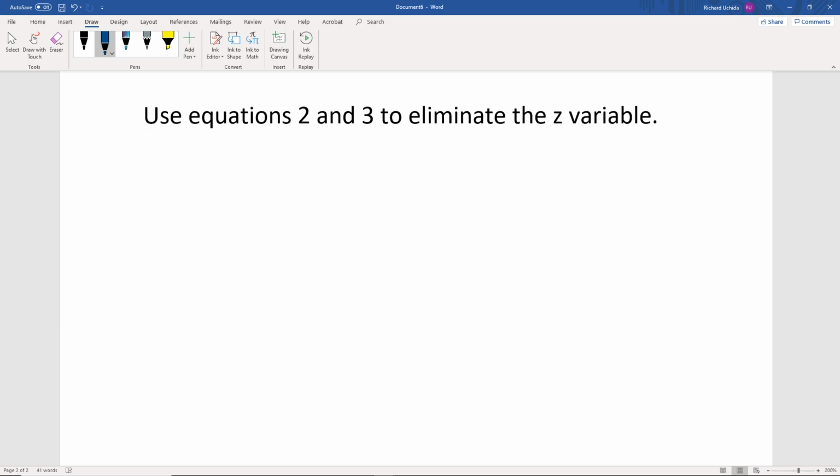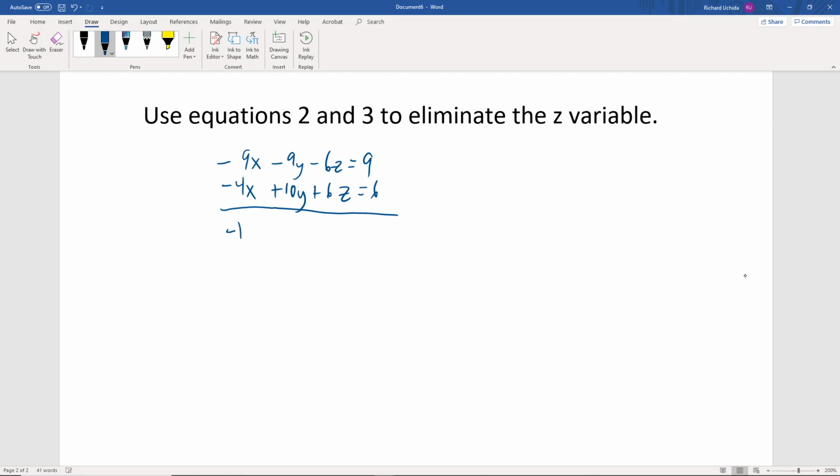So what I would end up with when I multiply the second equation by negative 3 is negative 9x minus 9y minus 6z equals 9. And if I multiply the third equation by 2, I'm going to get negative 4x plus 10y plus 6z equals 6.